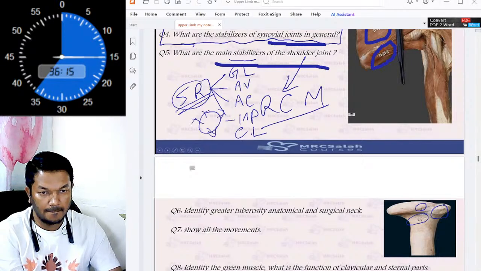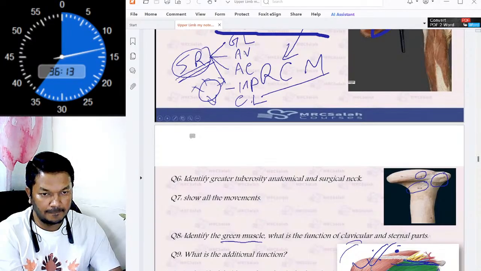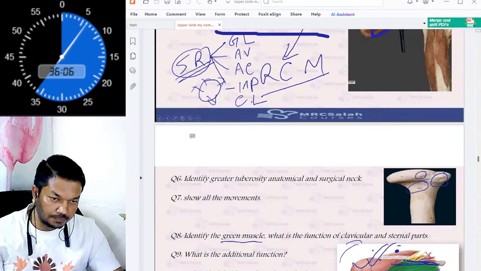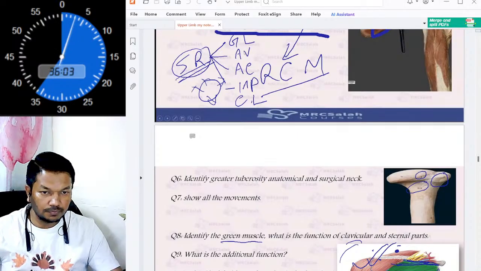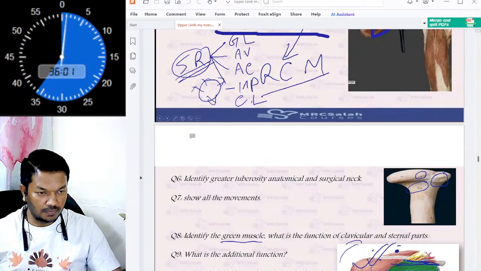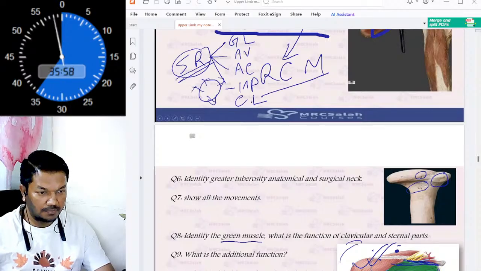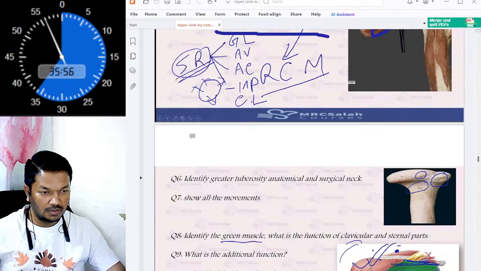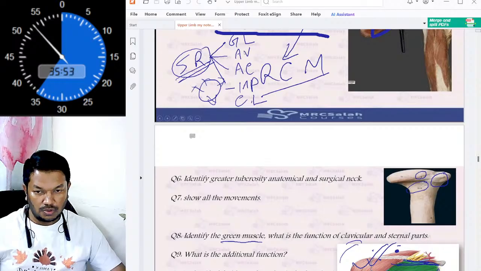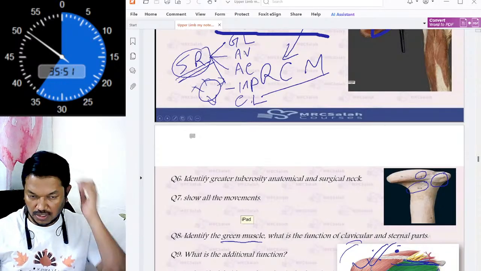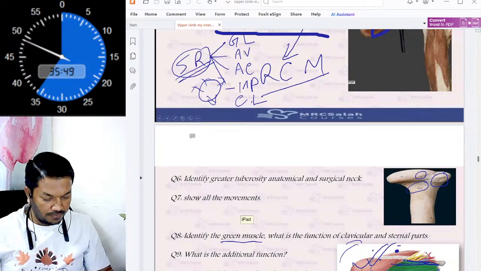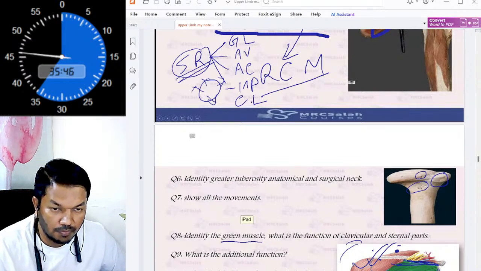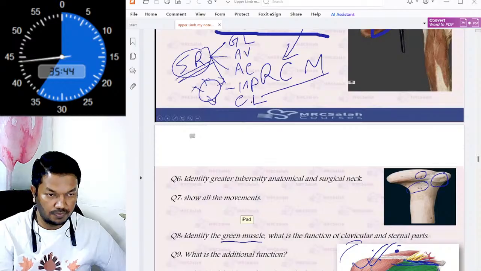Anatomical neck is here, number 3, and number 10 is the surgical neck. I can't see the number. In here, just above. The movements are flexion, extension, medial rotation, lateral rotation, adduction, abduction.